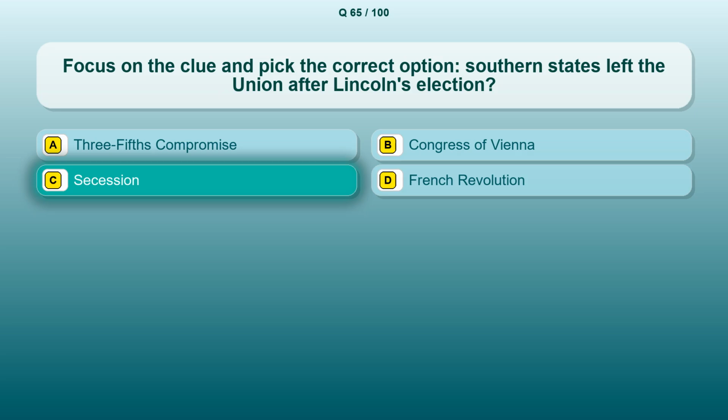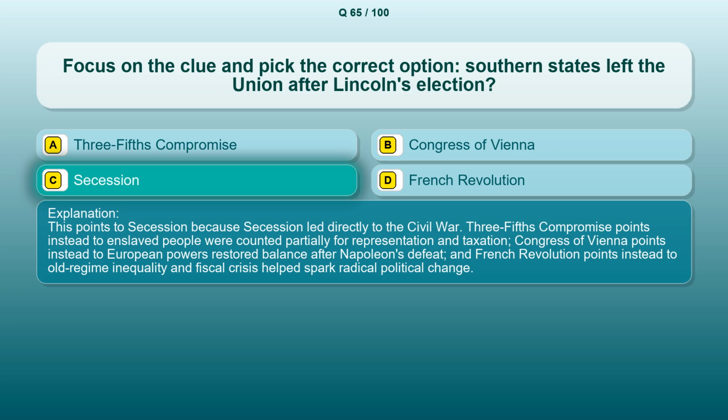The correct answer is option C, secession. This points to secession because secession led directly to the Civil War. 3/5 compromise points instead to enslaved people being counted partially for representation and taxation. Congress of Vienna points instead to European powers restoring balance after Napoleon's defeat, and French Revolution points instead to old regime inequality and fiscal crisis helping spark radical political change.